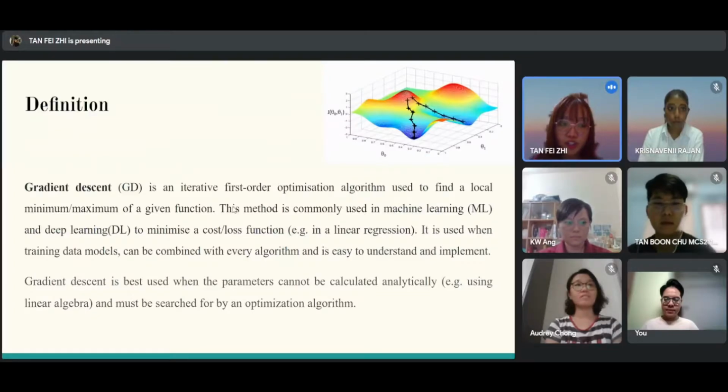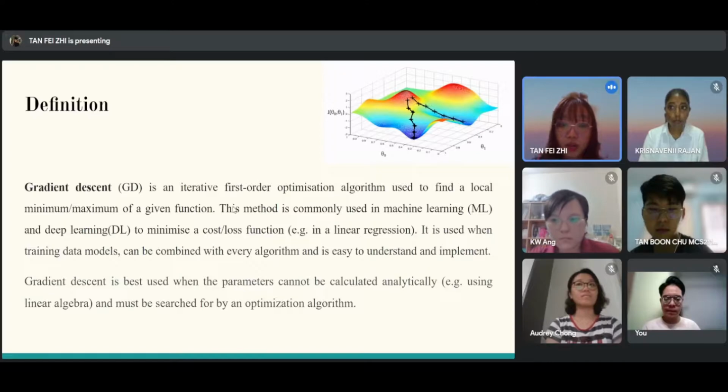For the definition, gradient descent is an iterative first-order optimization algorithm used to find a local minimum or maximum of a given function. This method is commonly used in machine learning and deep learning to minimize a cost or loss function. It is used when training data models, can be combined with every algorithm, and it is easy to understand and implement. As we can see in the diagram, that is an example of gradient descent, which we can usually plot using Weka or any tools.